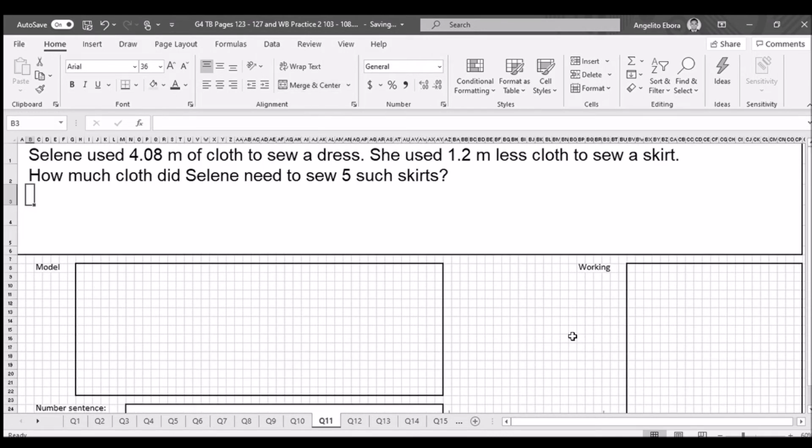Question number 11. Celine used 4.08 meters of cloth to sew a dress. She used 1.2 meters less cloth to sew a skirt. How much cloth did Celine need to sew 5 such skirts? We have dress and then we have the skirt.